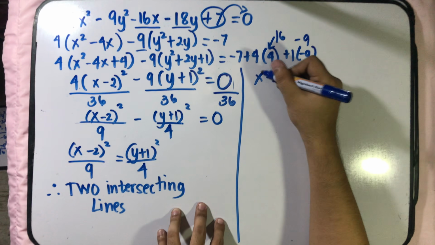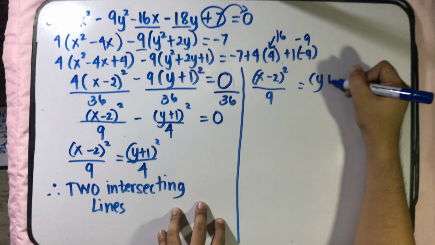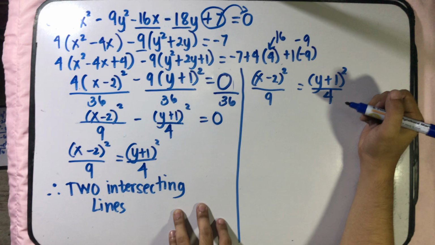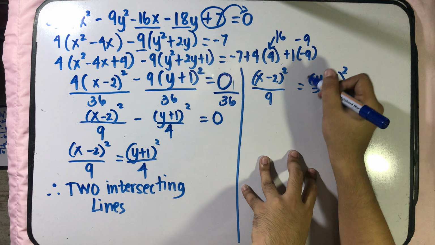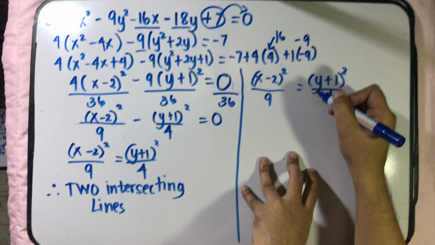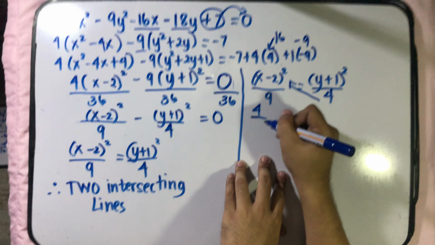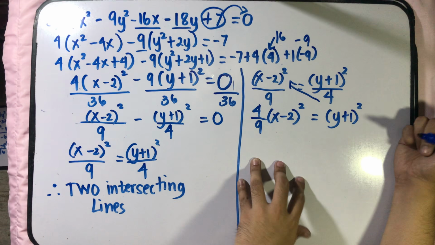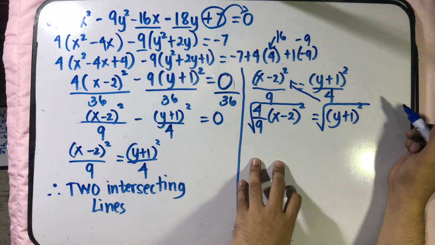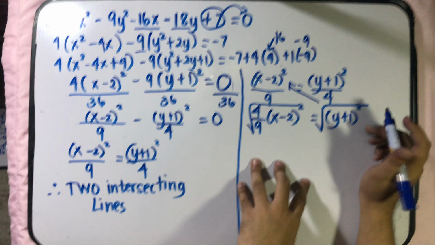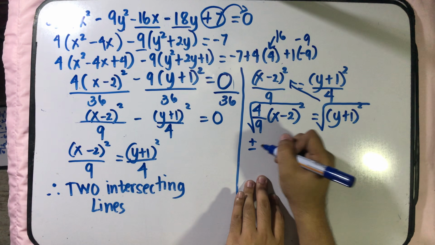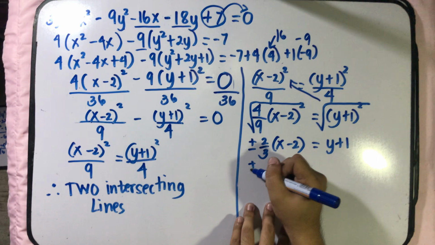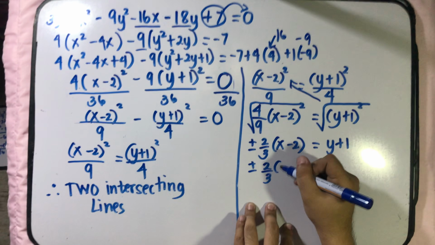If that is the equation, it is just like getting the asymptotes. So in this case, we have (x minus 2) quantity squared over 9 is equal to (y plus 1) quantity squared over 4. Since we only need the y value for this one, we cross multiply 4. Therefore, this becomes 4 over 9 times (x minus 2) quantity squared is now equal to (y plus 1) squared. Get the square root of both sides, since we only need the y term. This becomes square root of 4 over 9, that is plus or minus 2 over 3 times (x minus 2) is now equal to y plus 1.